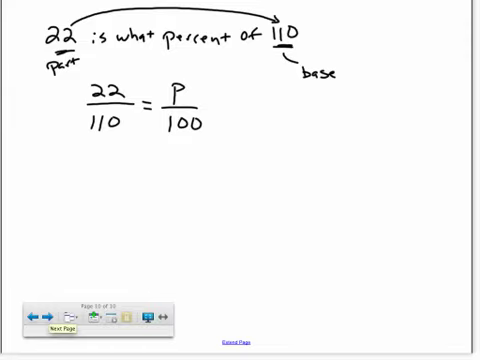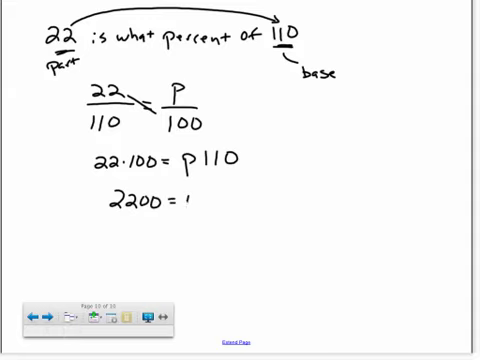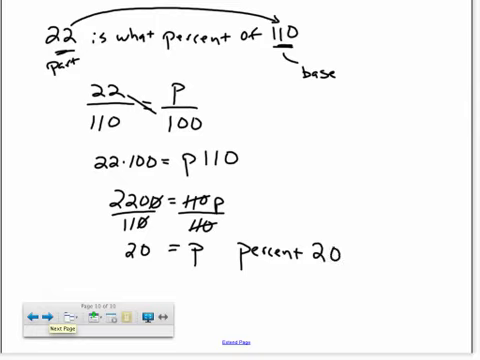And so I've got a proportion, and once I have a proportion, I've got a pretty good idea of how I'm going to do that. I'm going to cross multiply these guys here. So 22 times 100 equals P times 110. And I get 2200 equals 110p. If I divide both sides by 110, that will cancel, and I get p equals over here. Let's see, we can cancel that out. 11 goes into 22 2 times with another 0, so 20. So p equals 20, so my percent is 20%.